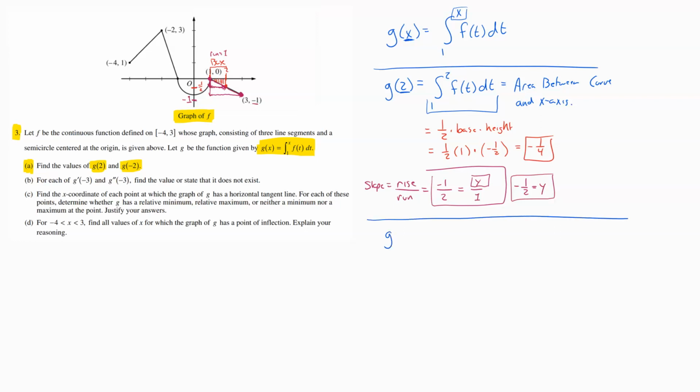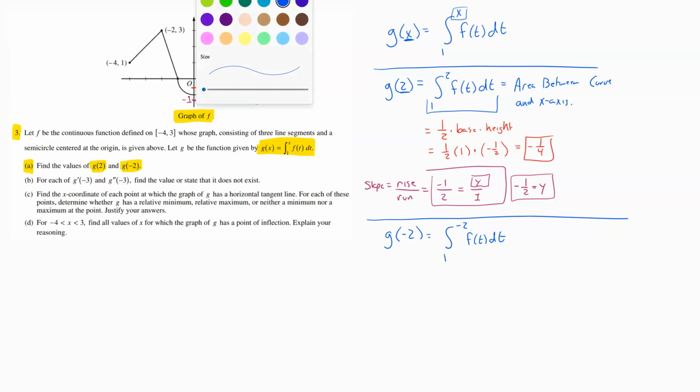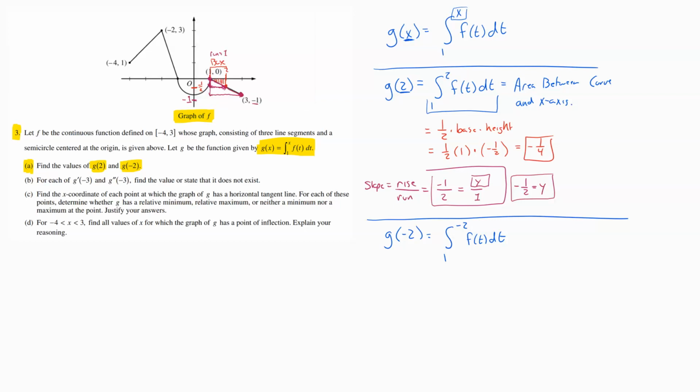Now we come back in and we're going to play the same game. We're just going to do g of -2 this time. So this would be the integral from 1 to -2 of f of t dt. The first thing we have to recognize on this setup here is that we've got our bounds backwards. You always need that lower bound to be the smaller number and that upper bound to be the larger number. So the first thing that I would do here is I would flip my bounds.